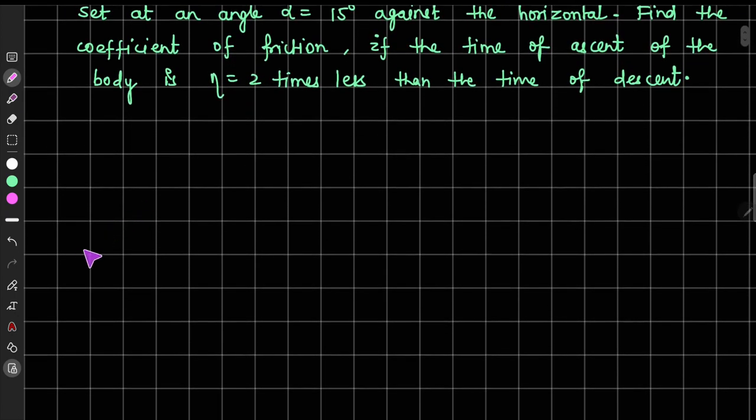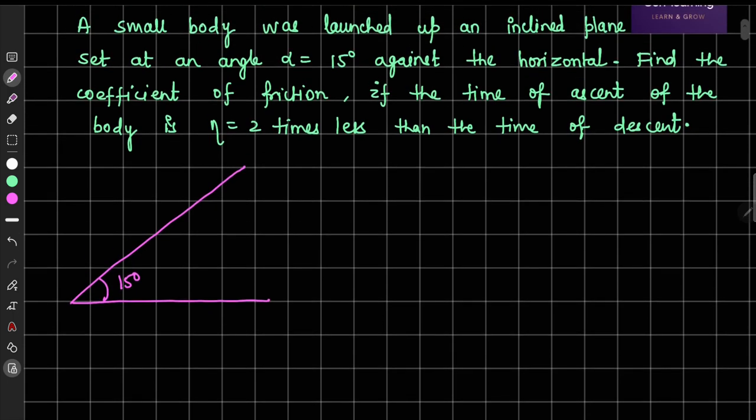So let us say this is the inclined plane which is making an angle of 15 degrees with the horizontal, and a small body, let us say this one, is launched up the inclined plane. We are asked to find the coefficient of friction, let us denote it by mu, and it is given that the time of ascent is 2 times less than the time of descent.